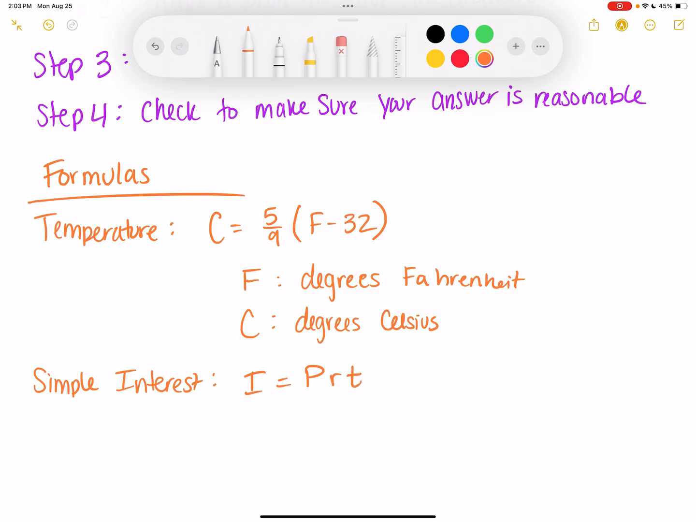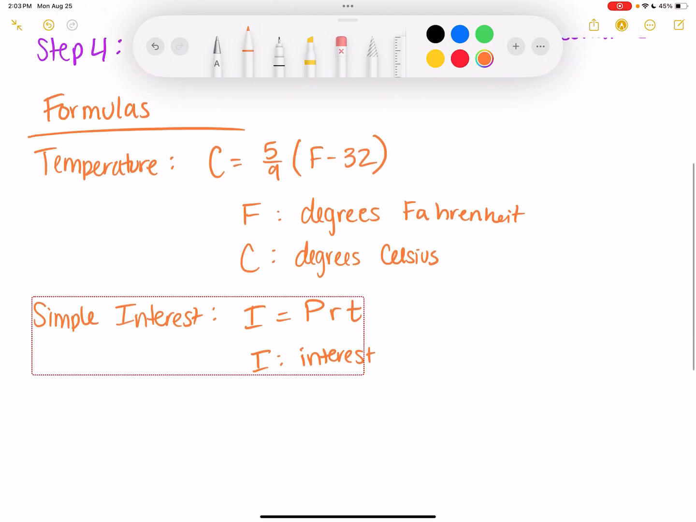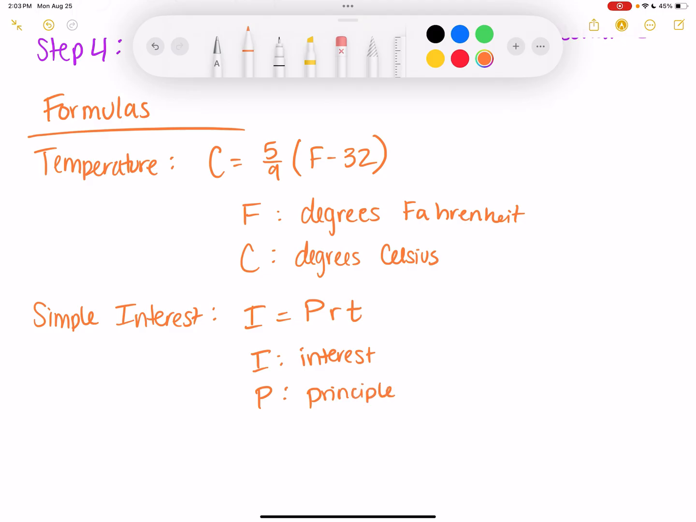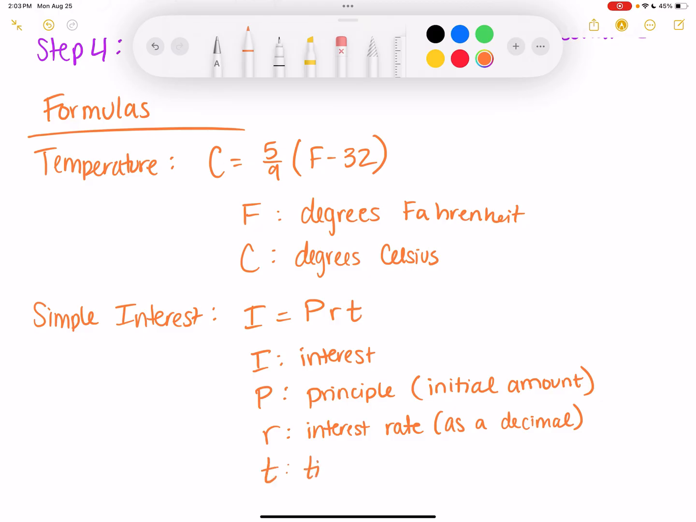Okay, back to the formula, since it sounds like we're caught up. Simple interest: I equals PRT, where I is interest. What does PRT mean? Well, you're gonna find out. P is the principal, the initial amount, so the amount of money you start with in your account. R is the interest rate as a decimal. A lot of times they'll tell you something has a 3% interest rate, but we have to convert that to a decimal to make it 0.03. And T is for time, typically in years.